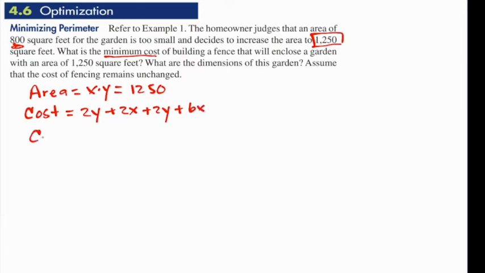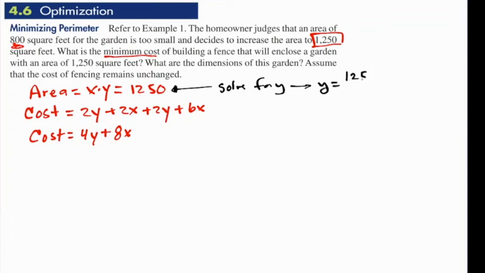This cost function is 4y plus 8x. So because the area equation is set equal to a number, we're going to solve this equation for y. So it gives us y is equal to 1,250 over x, and we're going to plug that 1,250 over x into y of the cost function.